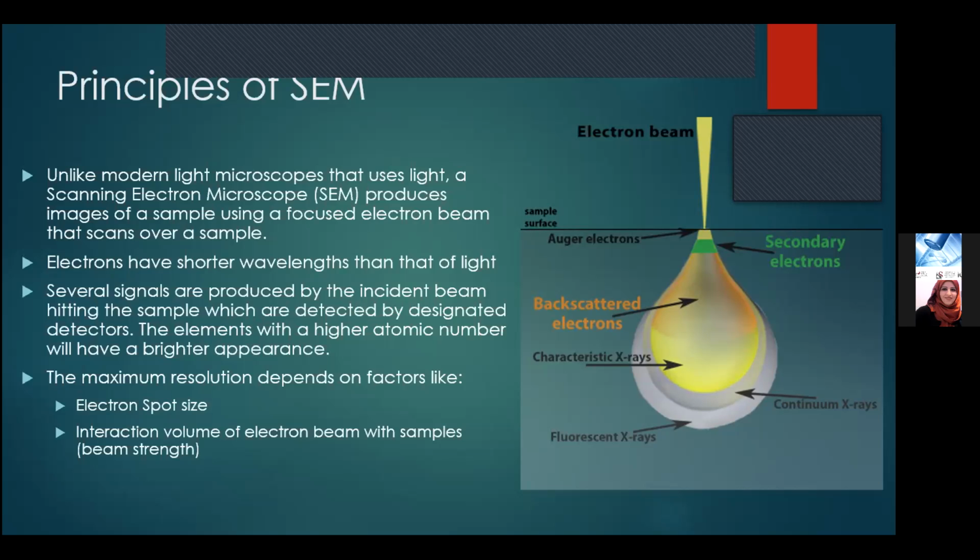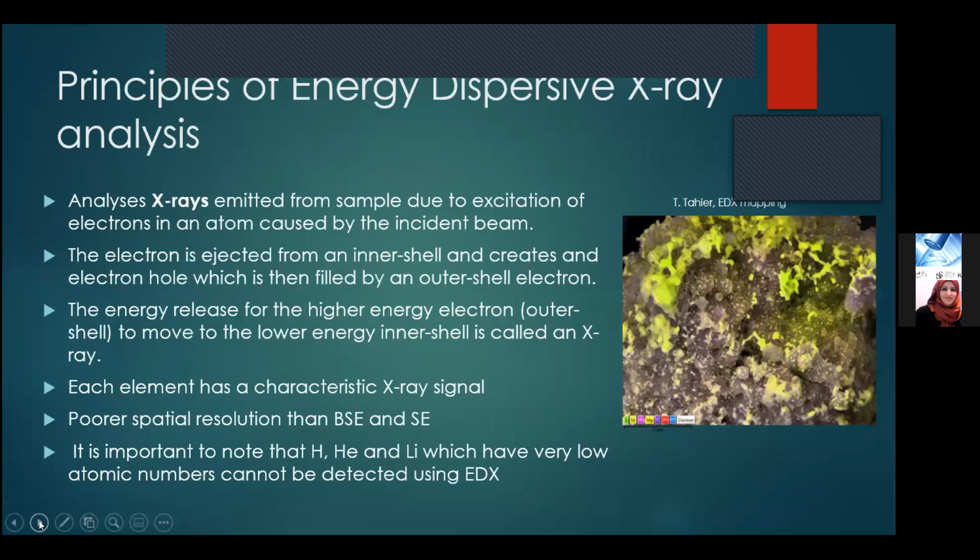Then moving on, the maximum resolution depends on two factors, but these are the two main factors, just to make it more simple. So usually the electron spot size is a crucial part of improving the resolution, and then the interaction volume of the electron beam with the sample, which means basically the beam strength also impacts the resolution of the analysis and the image.